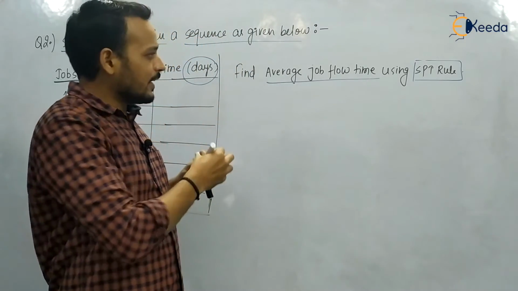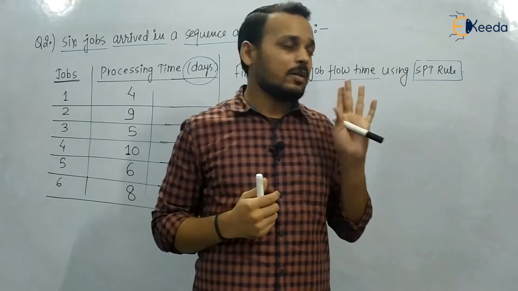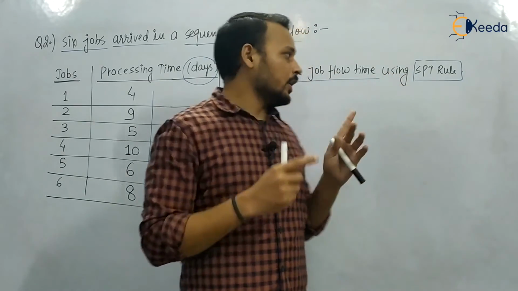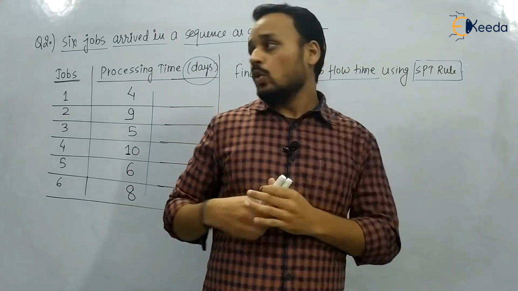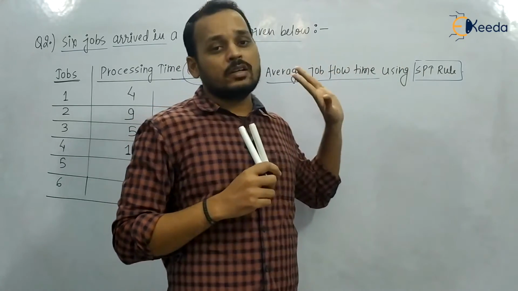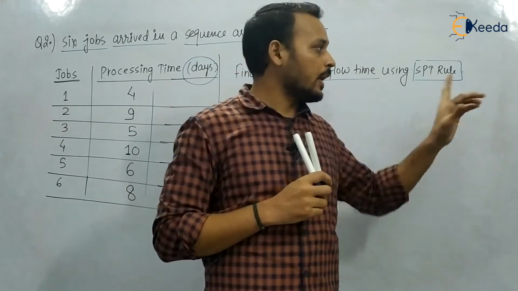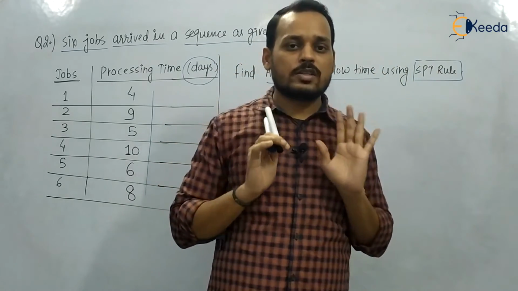Nothing else is said, it means we have got 6 jobs on a single machine and we have to use the SPT rule and find the average job flow time. So what we have to do, we have to arrange these jobs in increasing order of their processing time. According to the rule we have to go. So the rule is SPT rule, so we have to follow the shortest processing time rule.